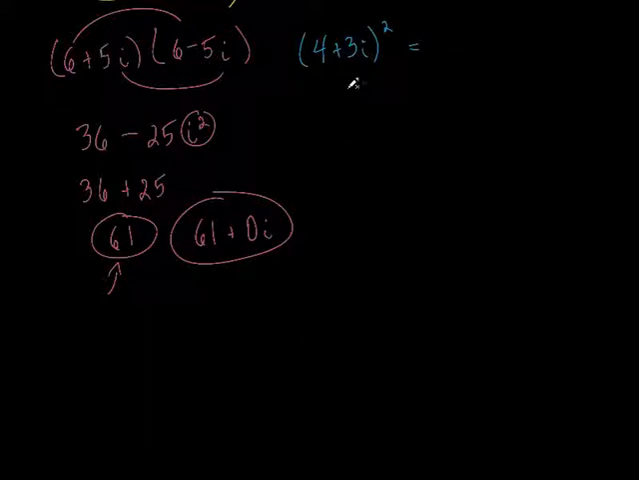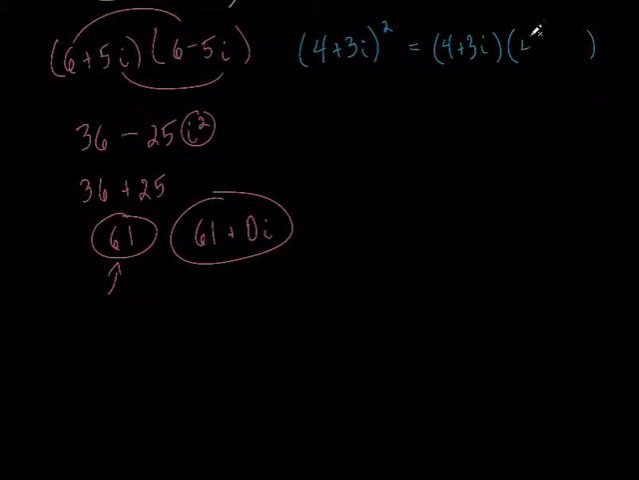Okay? This is a perfect square, not a difference of two squares. It's a perfect square. What do we do? Do we just square the 4 and square the 3i and add them up? No. What do we have to do? Multiply by itself, right?